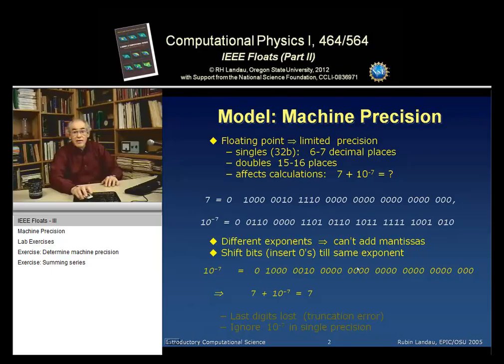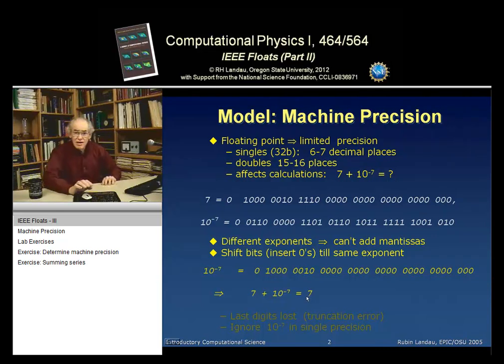So if we look here at the yellow version of 10 to the minus 7th, we see, aha, we can also write 10 to the minus 7th so that its mantissa is here, a whole bunch of zeros and then some ones, and its exponent is the same as the exponent for 7. So now I can add the mantissas, and what happens? Boom, nothing, because 10 to the minus 7th is just too small a mantissa to have any effect. So when you add 7 plus 10 to the minus 7th on a computer, you get 7 as an answer.